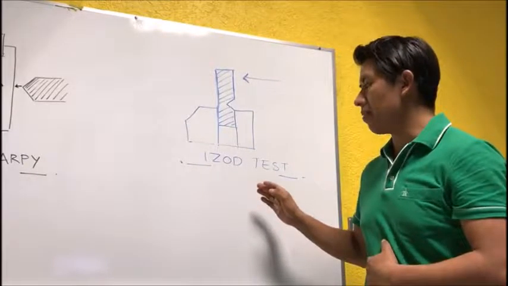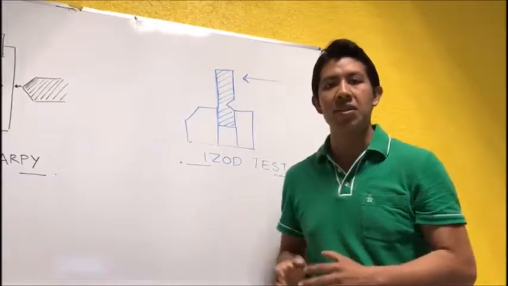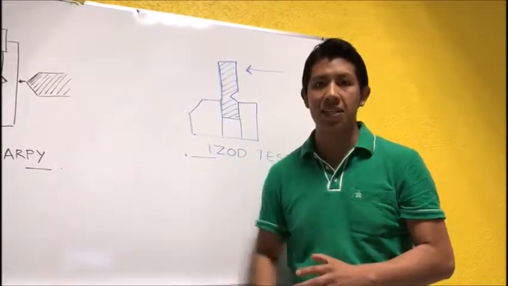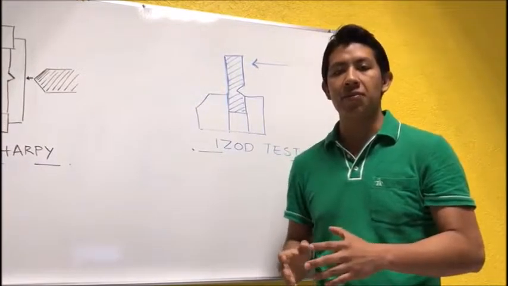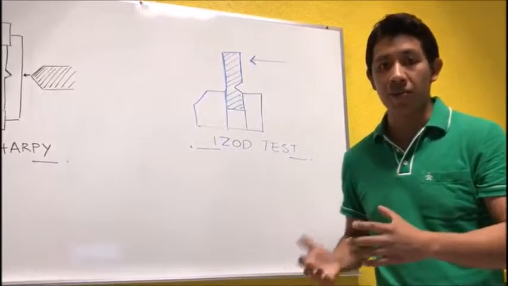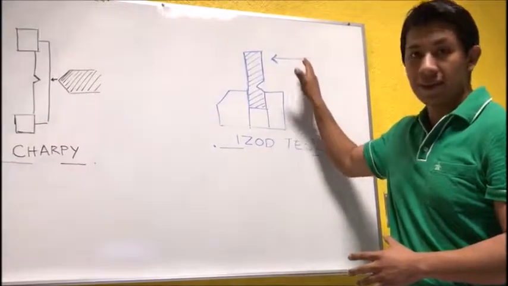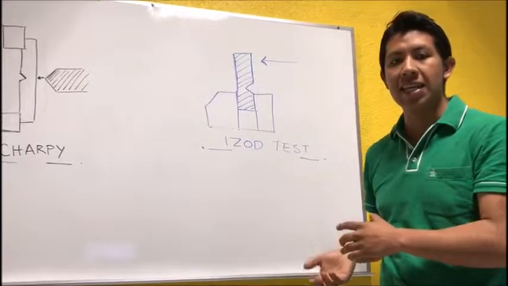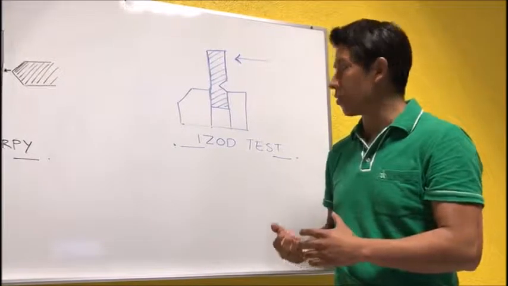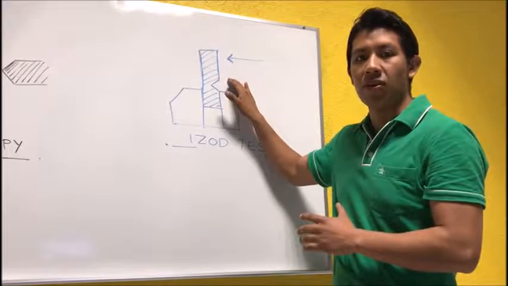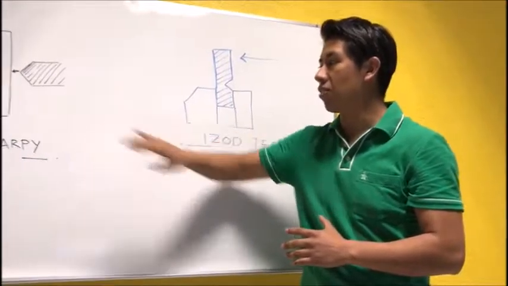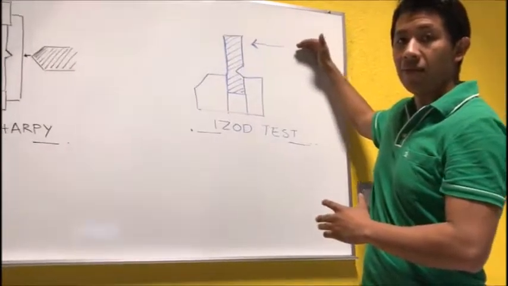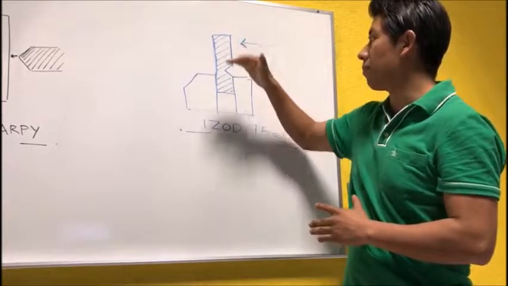The Izod impact test is very similar to our Charpy impact test, but uses a different arrangement of the specimen under test. The Izod impact differs from the Charpy impact test in that the sample is held in a cantilever beam configuration, as opposed to a 3-point bending configuration in the Charpy test. And here is the force that will break up the sample.